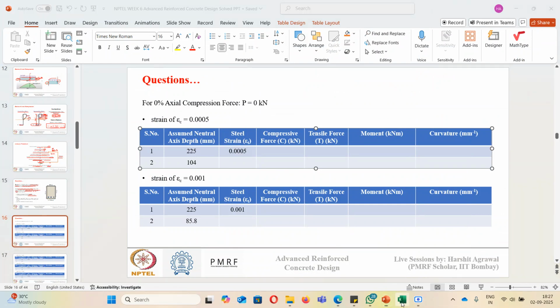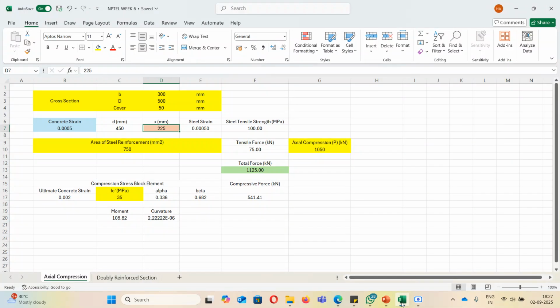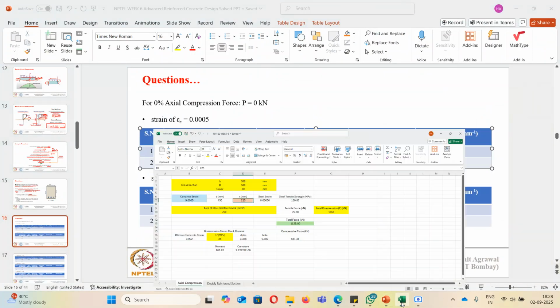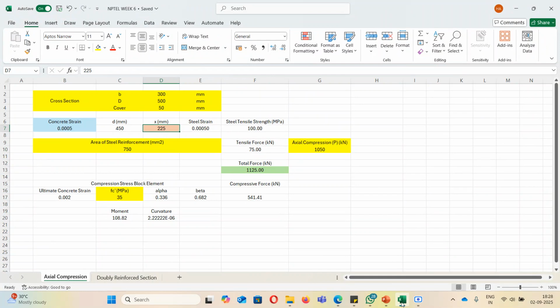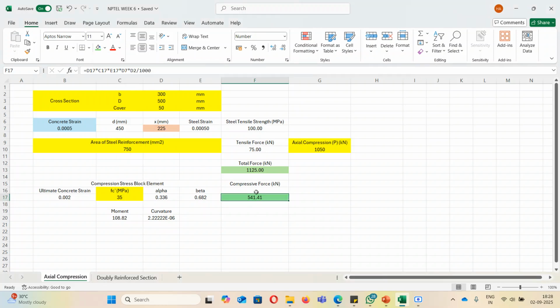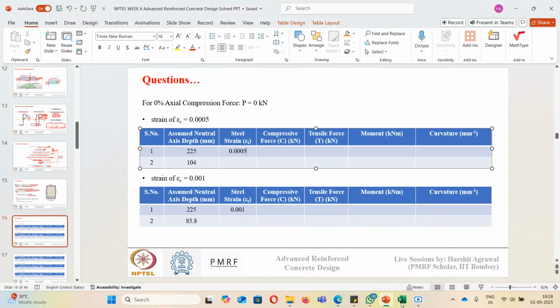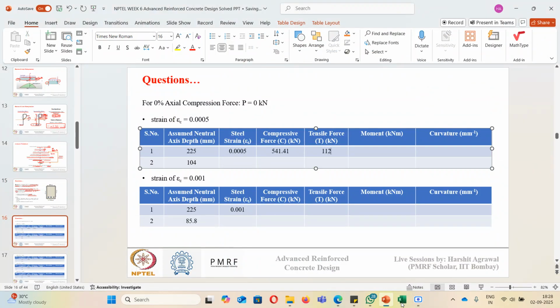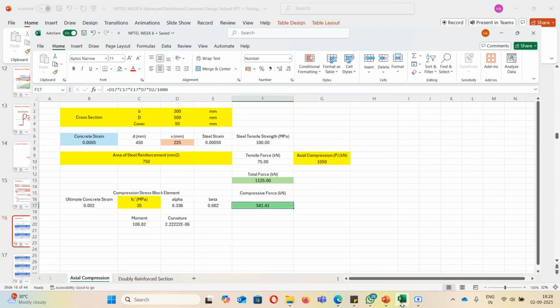What is the strain in steel? We can see strain in steel is 0.0005, so that is what I have written here. What is the net compression force? It is 541.41. I am highlighting this in green. Net compression force is coming out to be 541.41, so that is what I will write here. And net tension force is 1125. Now this is not equal. Compression force is not equal to the tension force.